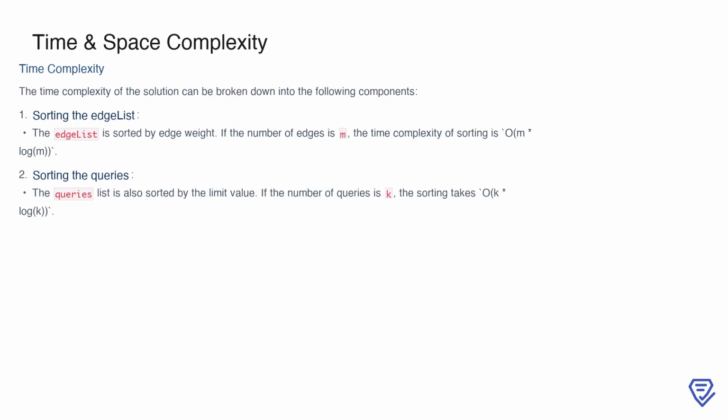In analyzing the time complexity of this problem, we start with the sorting operations. First, the edge list needs to be sorted by edge weight. If the graph contains m edges, the sorting process has a complexity of O(m * log m), due to the nature of comparison-based sorting algorithms. Similarly, the queries list, which contains k queries, also needs to be sorted based on their limit values. This sorting takes O(k * log k) time. These two sorting steps lay the foundation for efficiently processing the edges and queries in subsequent steps.